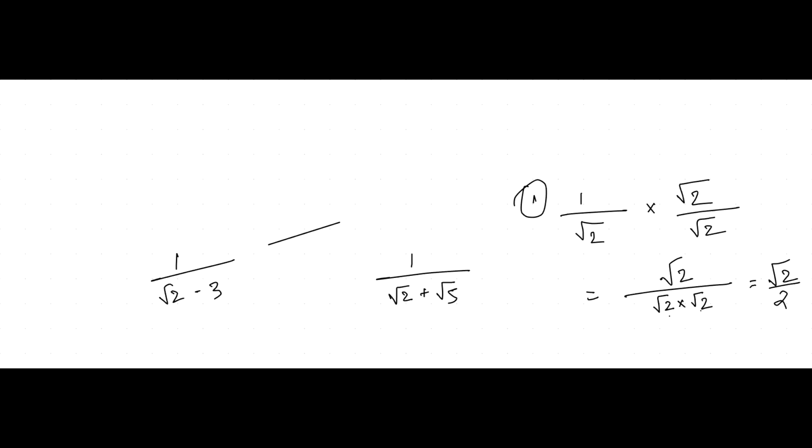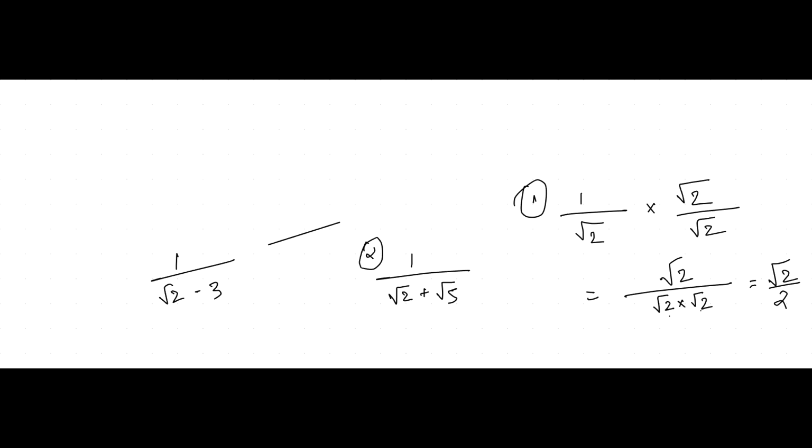Let me show you the next example, 1/(√2 + √5). What to do for this question? Here we will try making the formula. In the denominator, it looks like something plus something. That means an a plus b structure is there, so we will try creating an a minus b structure.